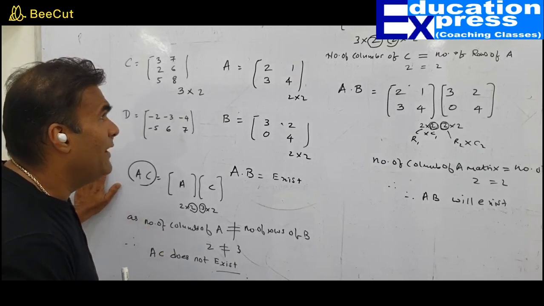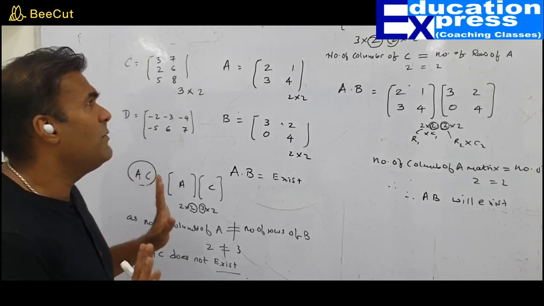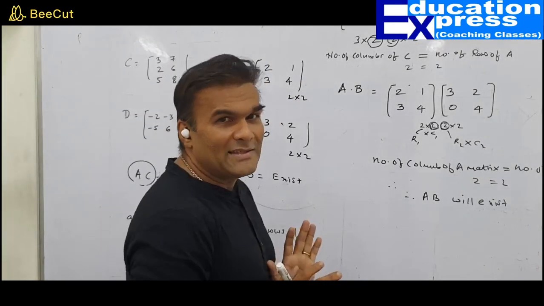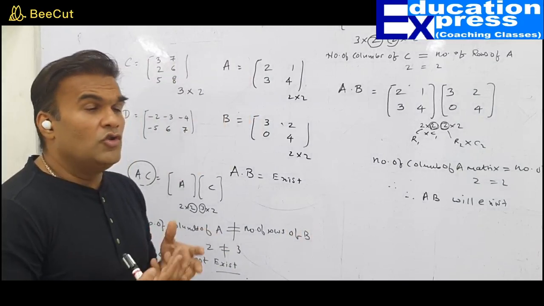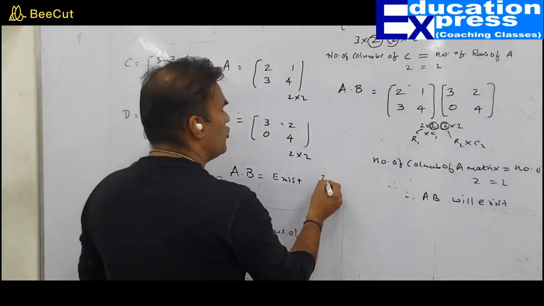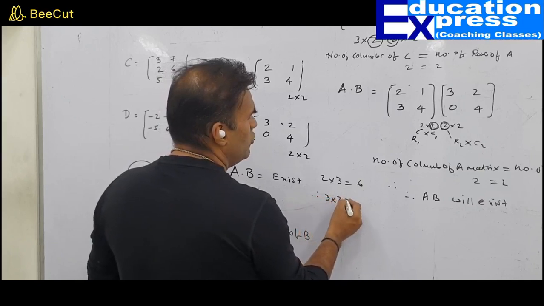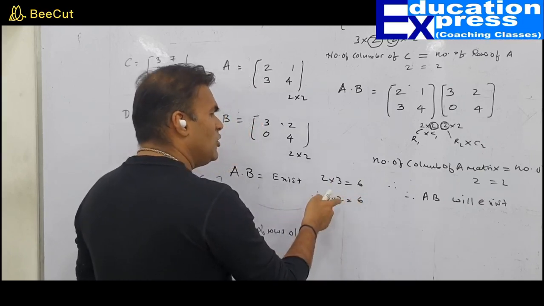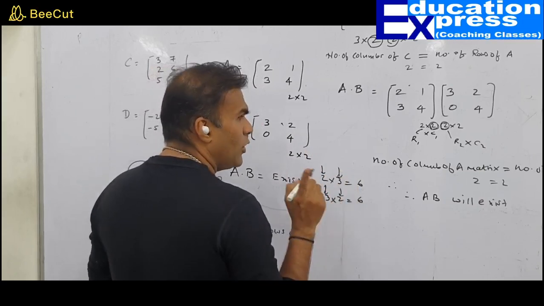Remember, I am repeating this again. If AC does not exist, it does not mean that CA will not exist. In matrices, the rules are different. So you cannot say, okay sir, 2 into 3 is 6, therefore 3 into 2 will also be 6. This law is absolutely right when you are doing operations on constants.